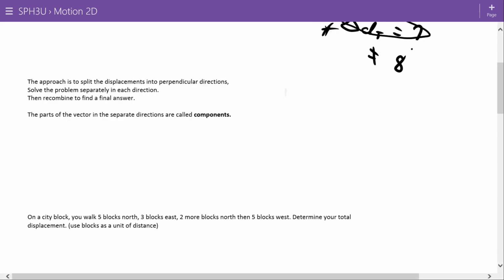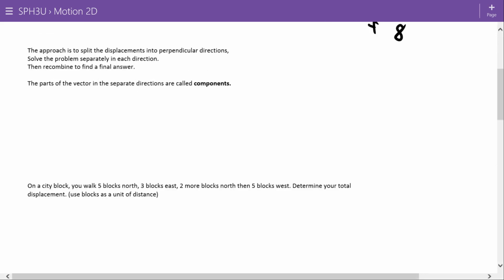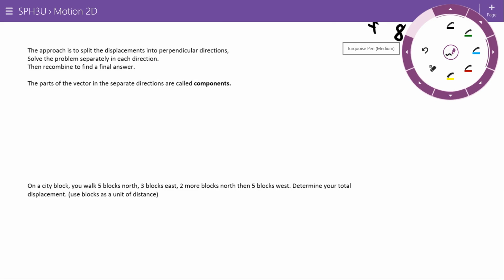The approach we're going to take is to split the displacements of the object into perpendicular directions. Then we can add those directions separately. Then we can recombine to find an answer. This can be called the component method, and the reason you'd call it the component method is when that vector is split into those individual directions, you can see that those are the components that make up that vector.